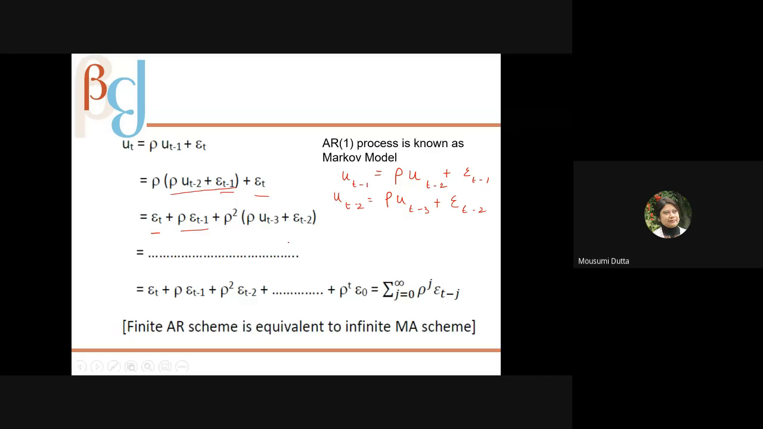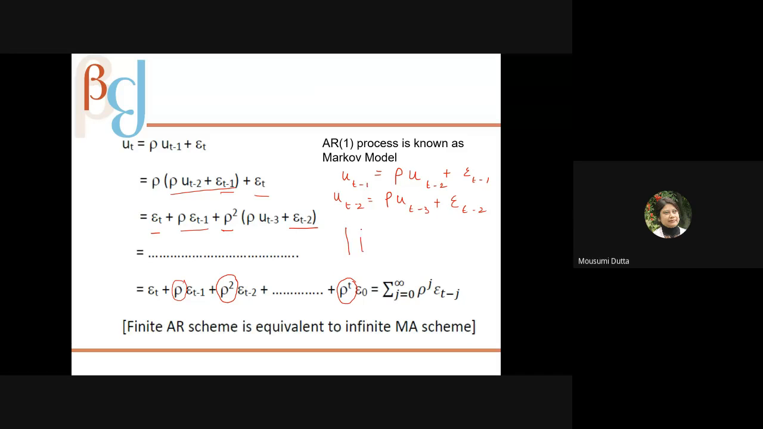So the things will go on like this, and finally we will get epsilon_t plus rho epsilon_{t-1} plus rho square epsilon_{t-2}, and so on. Finally, rho to the power t epsilon_{t-t}, which is epsilon_0. So the AR process can be presented in this format. U_t is equal to this. If this is the fundamental behind the AR1 process, first I am getting rho, then rho square, then rho cube, and finally rho to the power t.